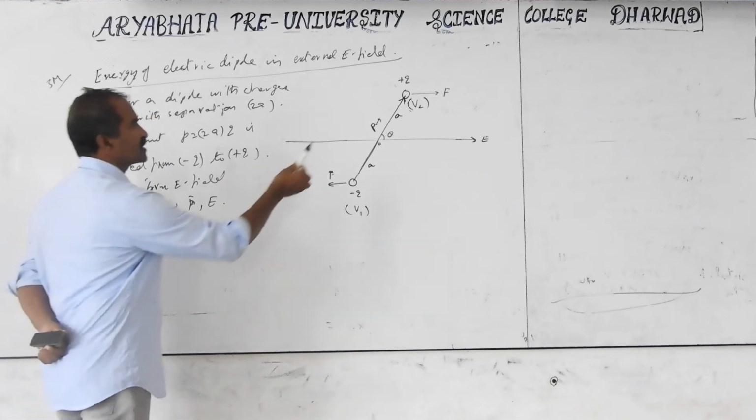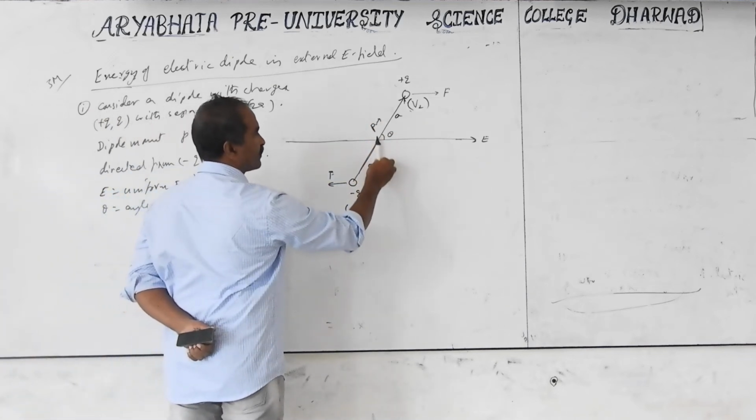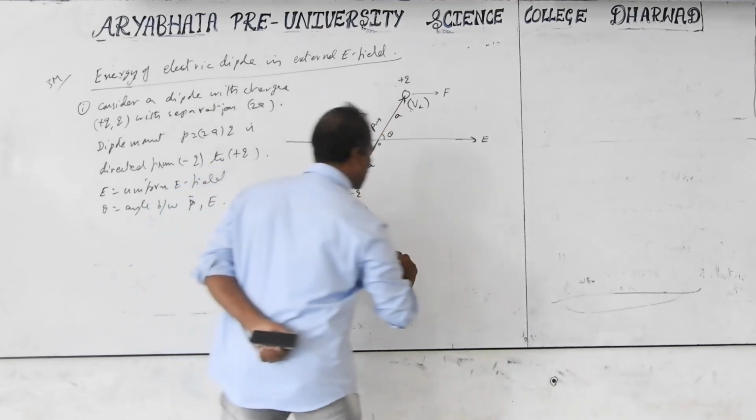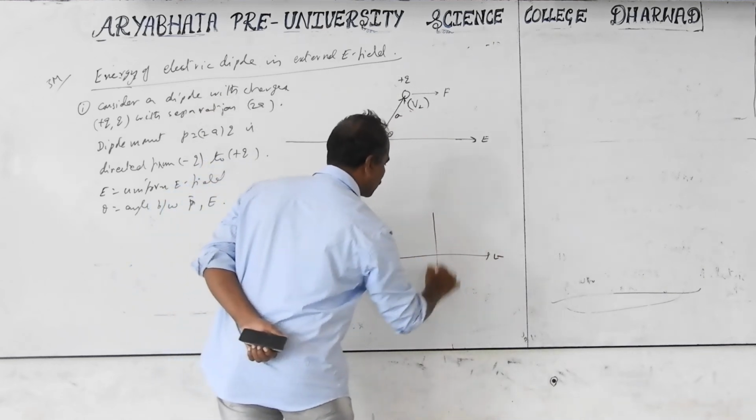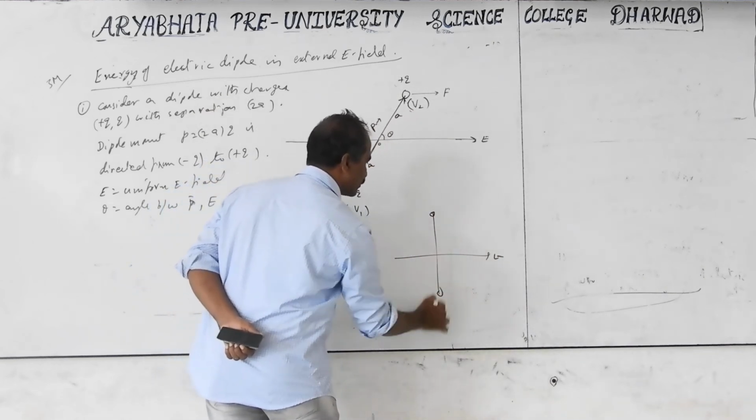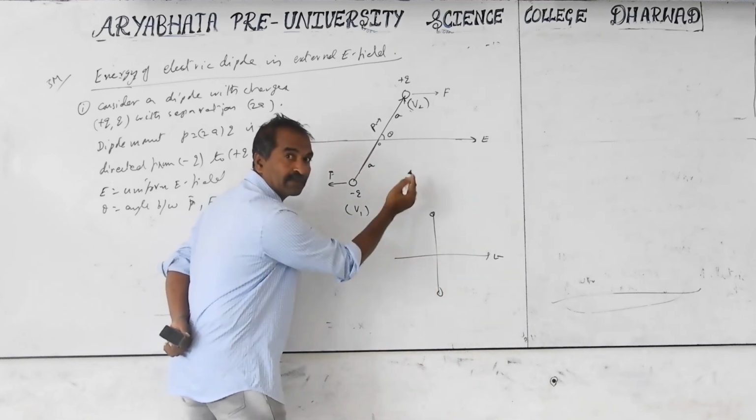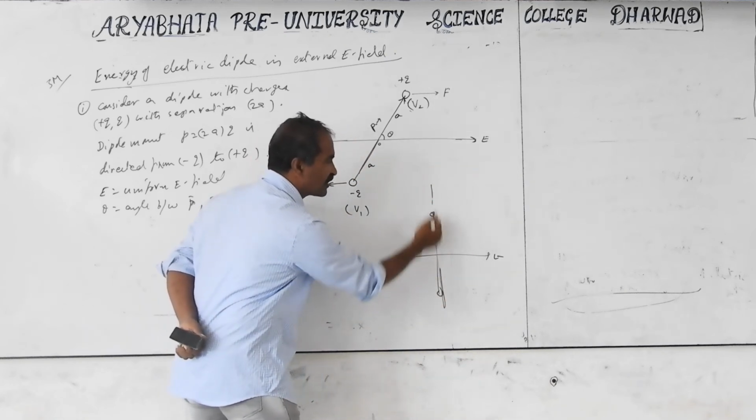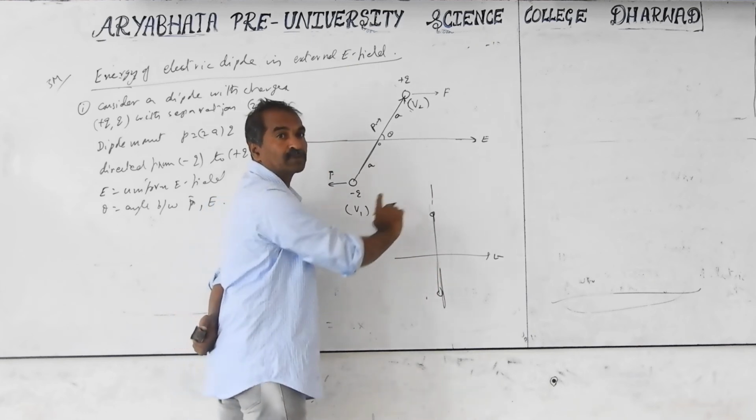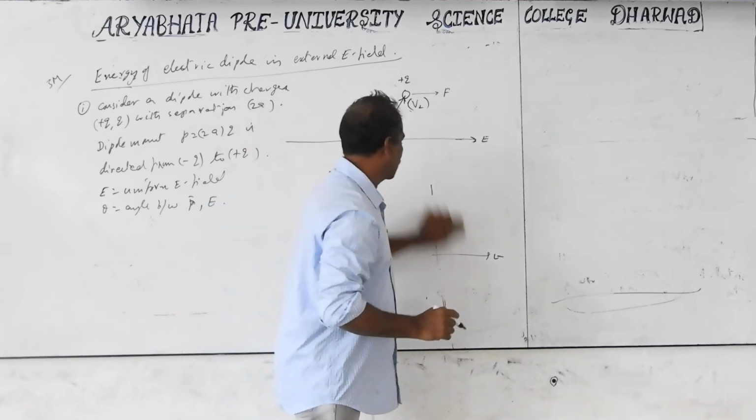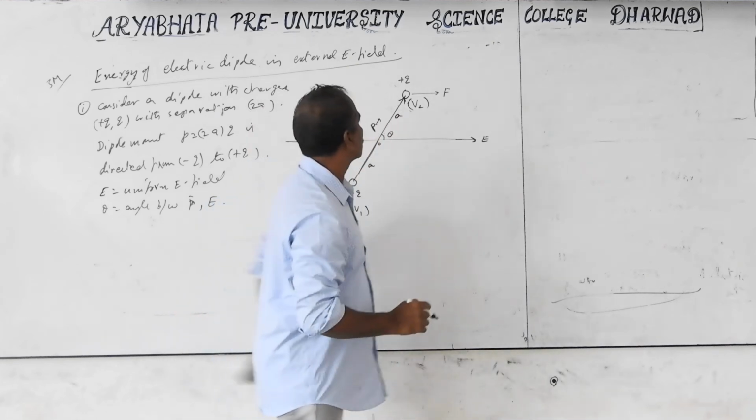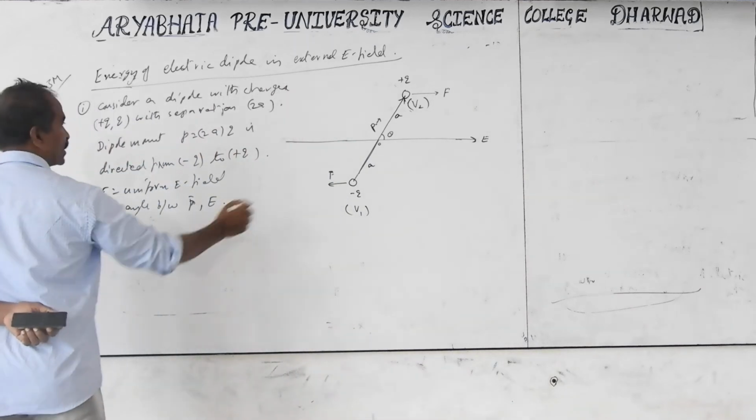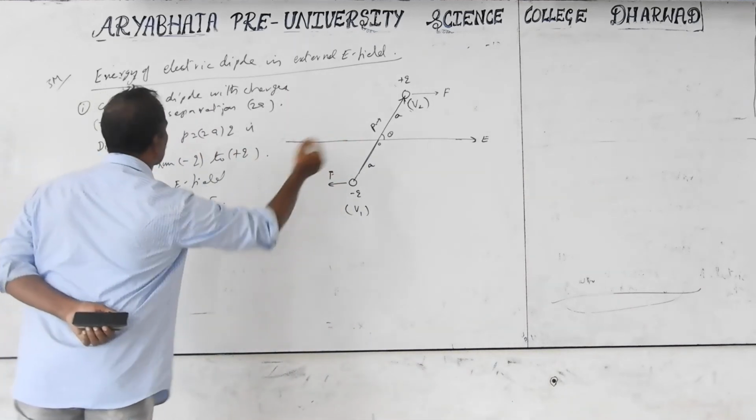If I take this dipole vertically straight, theta is 90. When theta is 90, V1 and V2 will be the same, because the equipotential surface is perpendicular to the electric field, and everywhere on it the potential is the same. So V1 equals V2. In this case, since the potential decreases along the field, V1 is greater than V2.